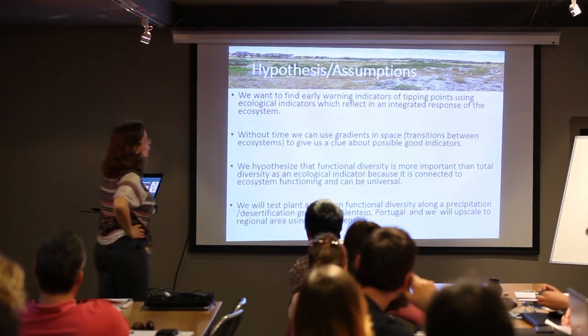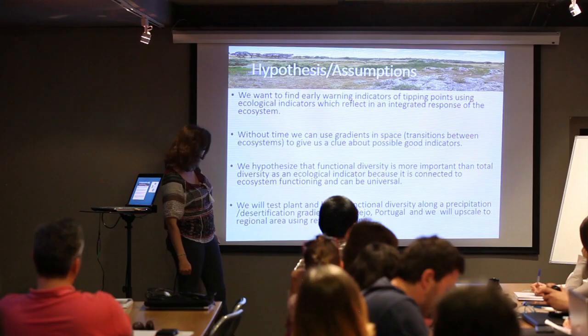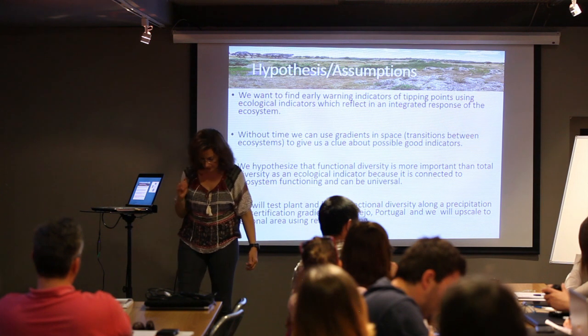So what we want to do as an overall project, and we didn't reach that point, is going for early warning indicators of tipping points in terms of desertification. Because we don't have time for 50 years of research, what we are doing at the moment is using space for time, okay? So we are looking at space to see the time, of course validating whenever possible with time, but we will not have 30 or 50 years of time to get these results. We need to be very cautious because some of the things don't happen at the same level. So our hypothesis is that functional diversity is more important than total diversity as an ecological indicator because it's connected with ecosystem functions and can be universal. And we will go for plants and lichens. We have worked with plants and lichens at several scales, okay?